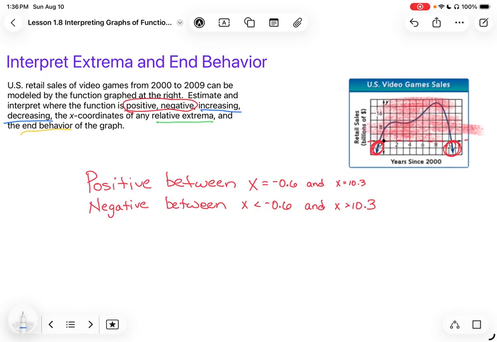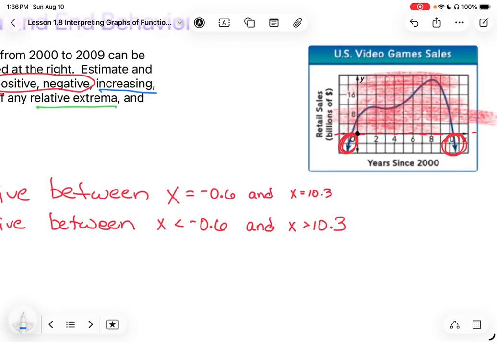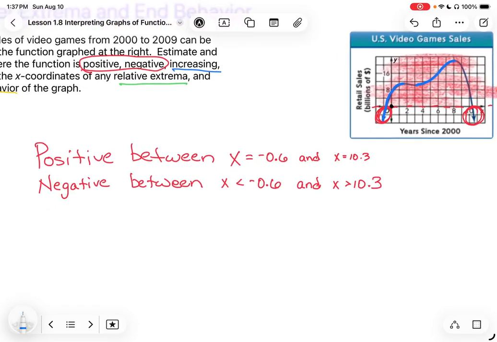Okay, let's talk about increasing and decreasing next. So increasing means where are the spots where it's literally going up, and decreasing means where is it going down. So it's going up from here all the way to about right there, and that's where it starts to dip back down. And then it starts increasing again to right there. So those are the spots where the graph is increasing. And then the rest of the time, the graph is going down.